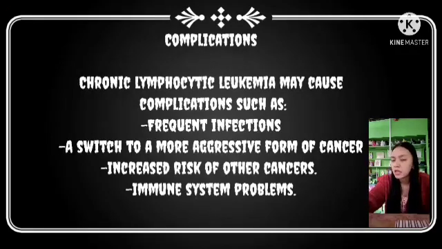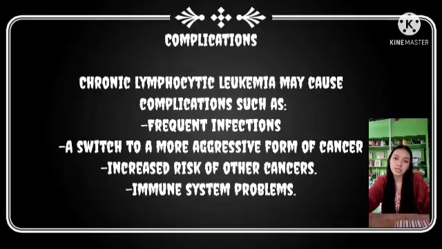So, nagiging aggressive yung cancer nila. Mabilis yung dividing, yung growing ng immature cells nila. So, nag-i-increase din yung risk ng mga iba't ibang sakit sa katawan or yung kung may cancer sa anuman. So, nag-i-increase din yung possibilities na magkaroon ka ng ibang cancer din. So, immune system problems. So, humihina yung immune system ng isang tao. So, yun yung complication ng sakit na to. Parang nanghihina na yung isang tao kapag may chronic lymphocytic leukemia.